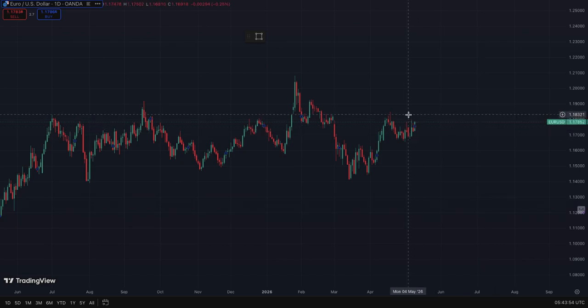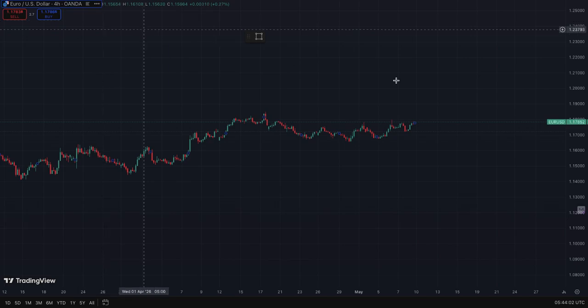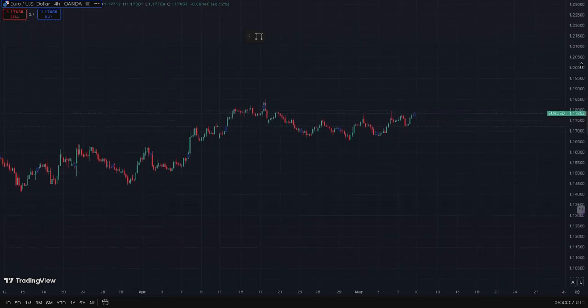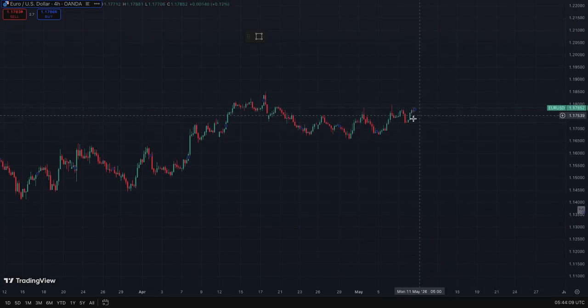Don't just enter anyhow. My best entry model is that I look for a liquidity sweep before looking to buy. On Friday, immediately I saw this, and then I confirmed. I saw some kind of confirmation, took this buy setup here, and then took some little profit before the market closed.